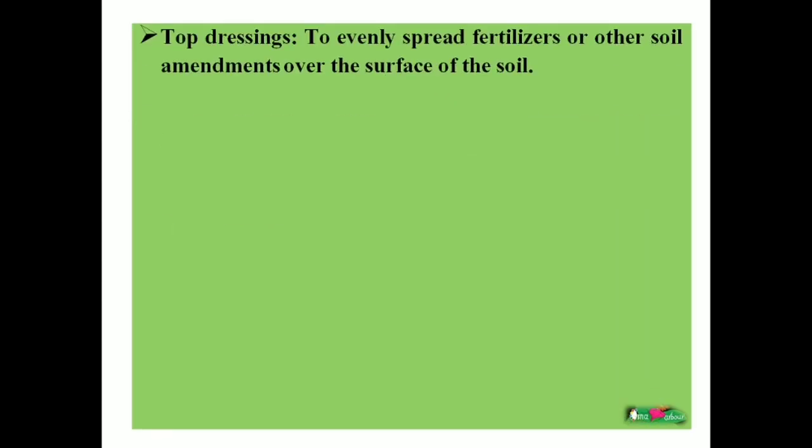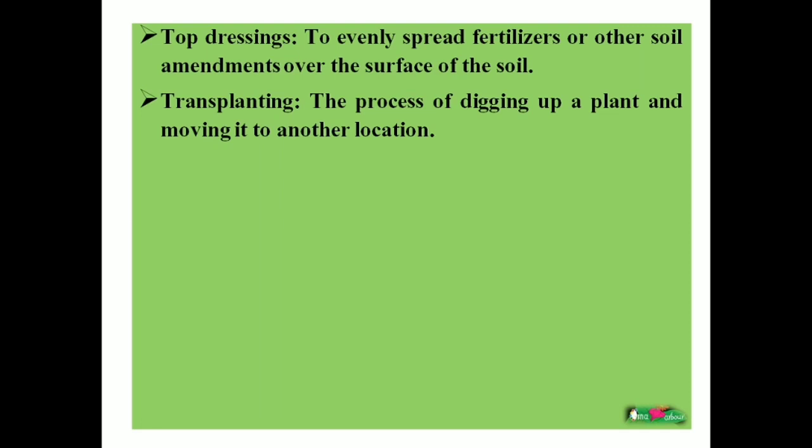Now, the upcoming terminologies are mostly used all over agriculture. First is top dressing. In top dressing, we simply spread the fertilizer on the surface of the soil near the plants in an even manner. So this is called top dressing. Then transplanting, the process of digging up a plant. When we move the seedlings from one location, from polyhouse to open condition, that is called transplanting. It's a simple process.